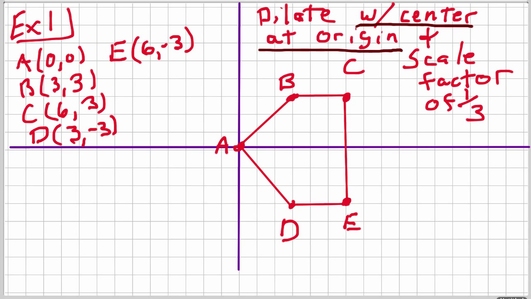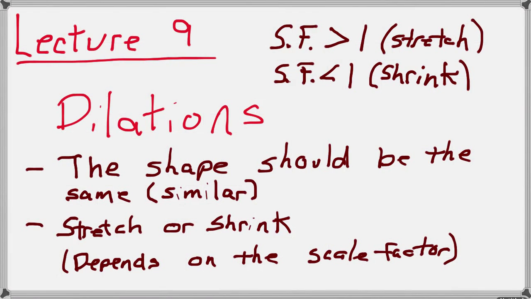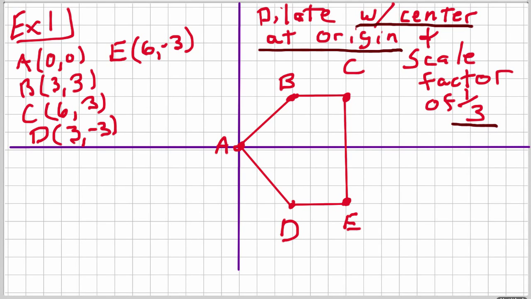And then they're going to give us a scale factor of 1/3. Well, if we go back, with a scale factor less than 1, it should shrink. It should get smaller. Okay? So our scale factor here is 1/3. That's clearly less than 1. So we're going to see this pentagon shrink up a little bit. Now, all you have to do is manipulate these points. Let's look at point A here real quick.